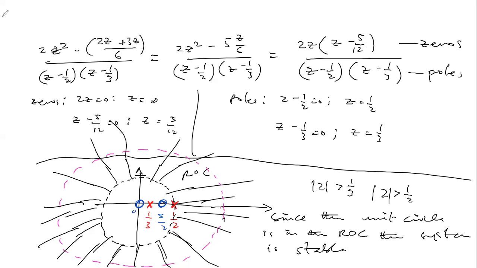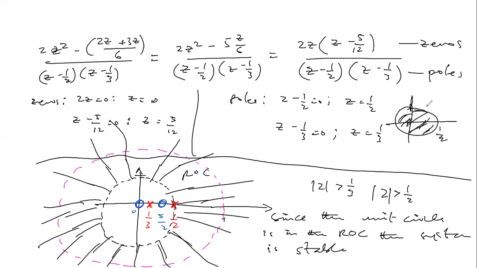Okay, so now let's assume the region of convergence. Let's assume we have something like this, and this is half, and the region of convergence is inside this circle. Is this system stable or unstable? It is unstable, sir. Perfect.